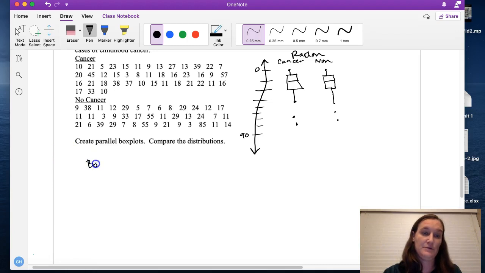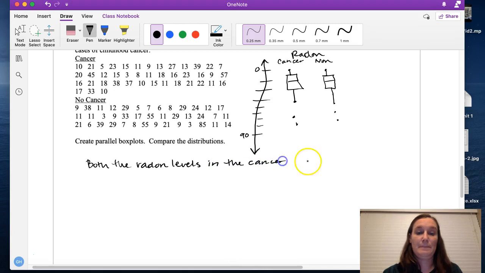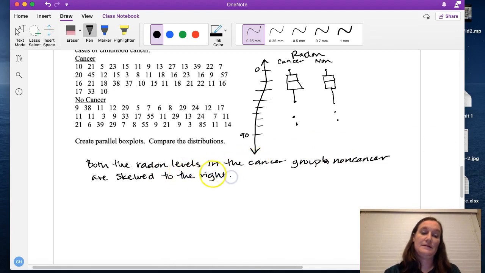So we're going to say both the radon levels in the cancer group and non-cancer, and probably you'd want to write about this a little more sensitively if you were actually doing it for someone to read, are skewed to the high end, which would be to the right if you were drawing it right and left. All right, since they're skewed, we want to use median and IQR.